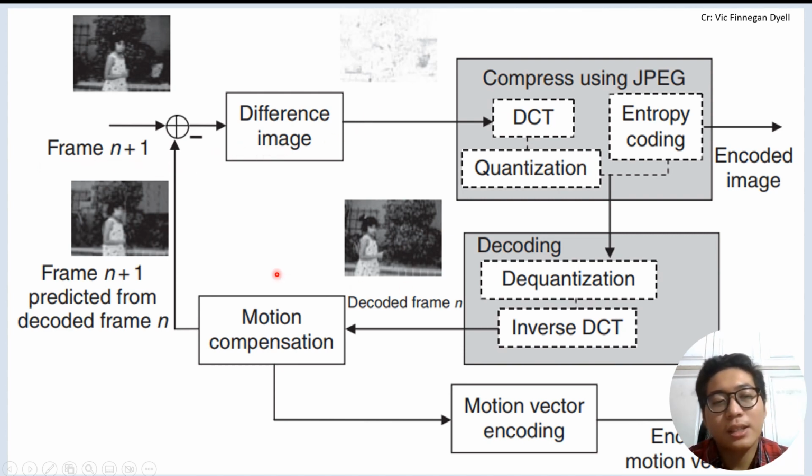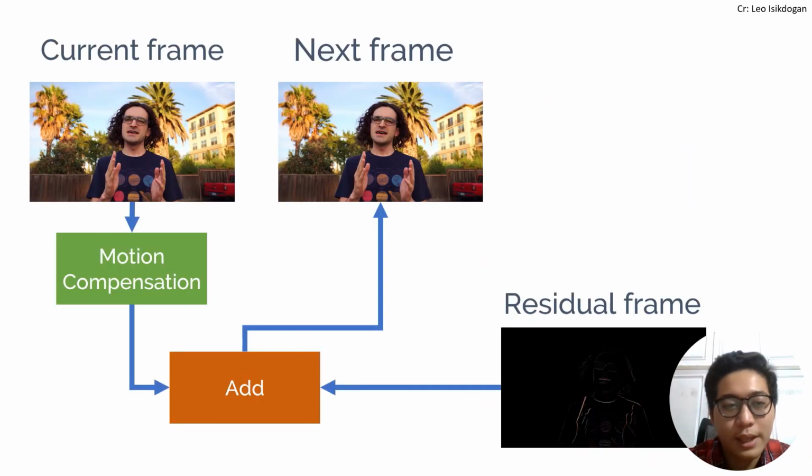This cycle is what we call a closed-loop encoding. And here is a short process of how video decoding works. Let's say we already have a current frame n on the left. Then we already have a motion vector that we stored in the data of the video. We then add the motion vectors to produce the predicted P frame.